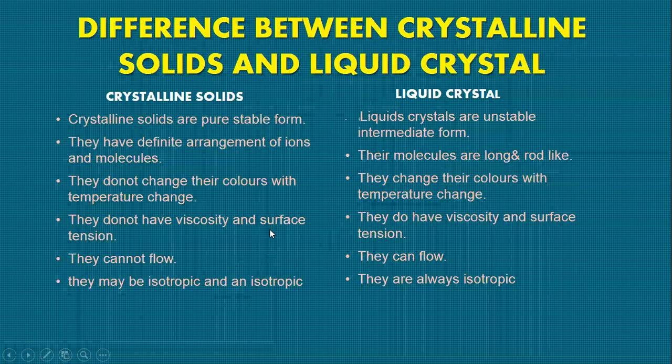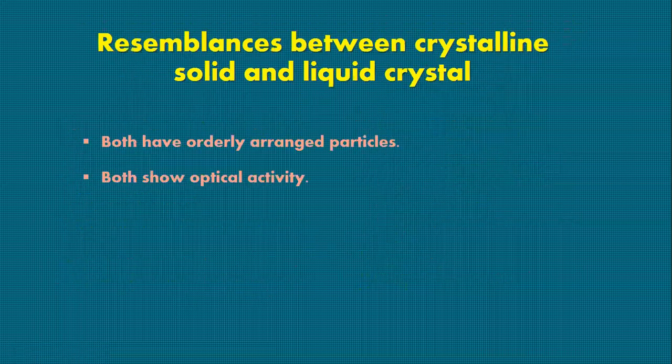Crystalline solids do not have viscosity or surface tension, while liquid crystals have viscosity and surface tension. Crystalline solids cannot flow, while liquid crystals can flow. Crystalline solids may be isotropic or anisotropic, while liquid crystals are anisotropic in nature. How do liquid crystals resemble crystalline solids? They both have orderly arranged particles and both show optical activity. These are the properties that are related to light.